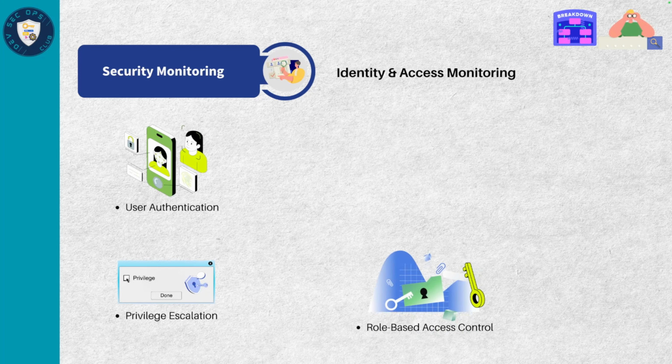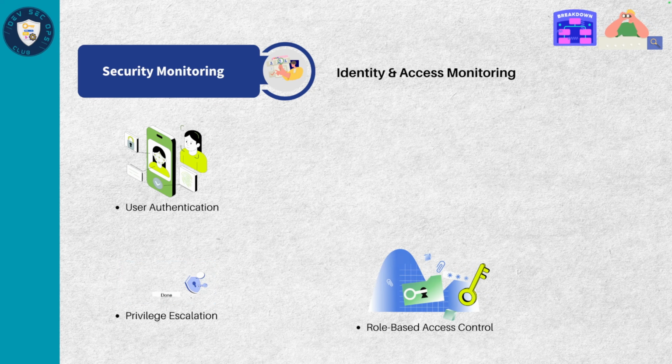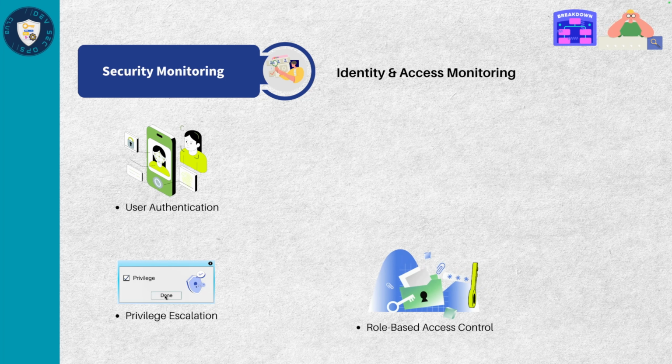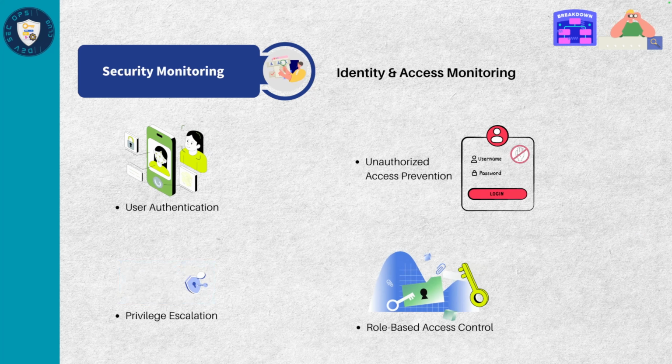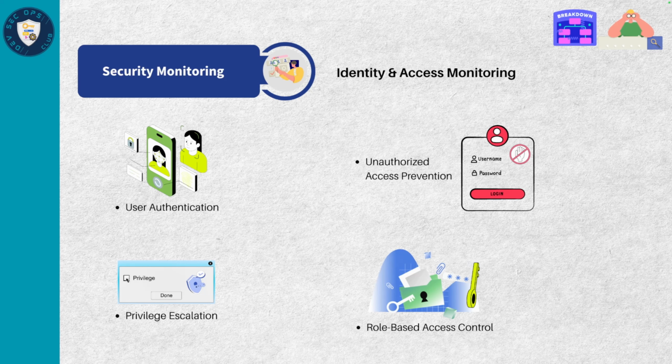Then RBAC, which is simply role-based access control, ensuring users have appropriate permissions based on their roles. Next, unauthorized access prevention, blocking unapproved login attempts and access requests. And why is this important? If access control is weak, an attacker can compromise accounts, steal data, or manipulate system settings, which again leads to very severe consequences for the company.